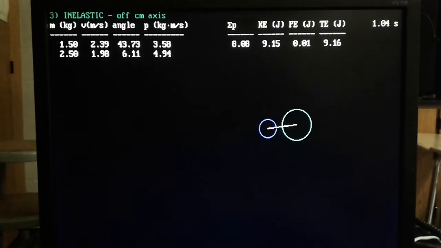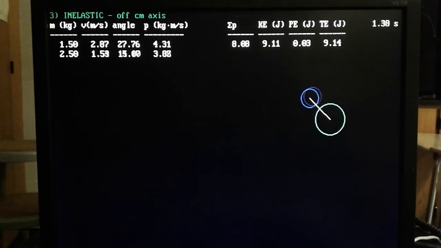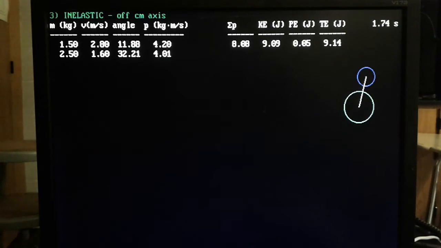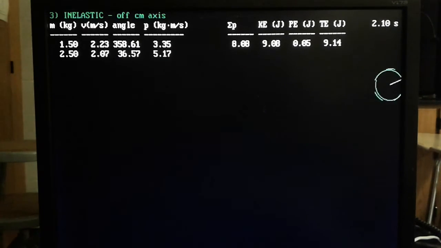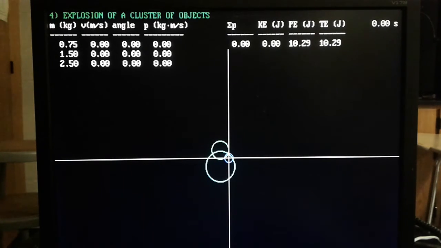Well, this is what happens in car crashes all the time. Somebody smashes into a car and they spin around. Here we have an explosion of a cluster of objects. You have three masses. They're all going to shoot out from each other due to an explosion. Find the velocity of one of them given the other two.